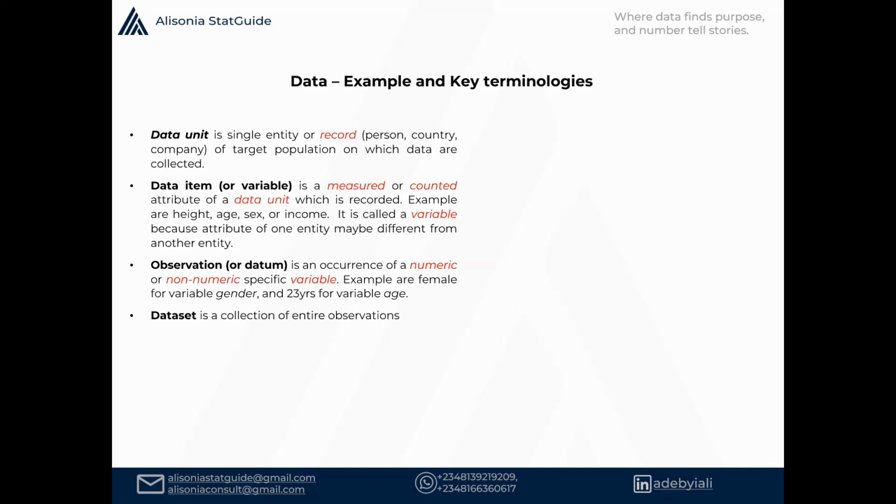When you talk of data units, it's just a single entity or record of a target population on which the data are collected. For instance, you might want to collect data about a person. Let's say I want to collect data about Alisonia. In that sense, I'm a data unit because I'm a person. What do you want to know about Alisonia? Maybe you want to know his age, his country, his discipline, and so on and so forth. So that is a data unit, and that is a record. You want to collect my record.